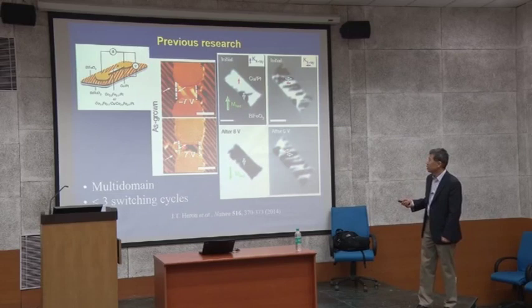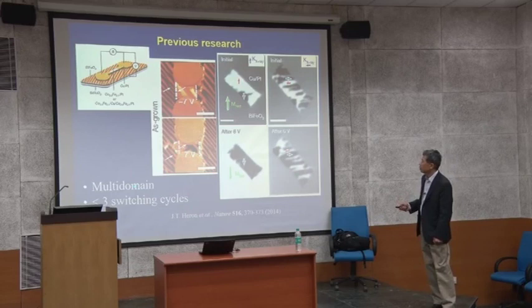You study this using what is called an interdigital electrode, and then you have an electrode here. You apply the voltage here and switch the polarization in the plane, and that is what people are trying to use. But then you have one problem: this is a multi-domain structure, with a lot of domains here.